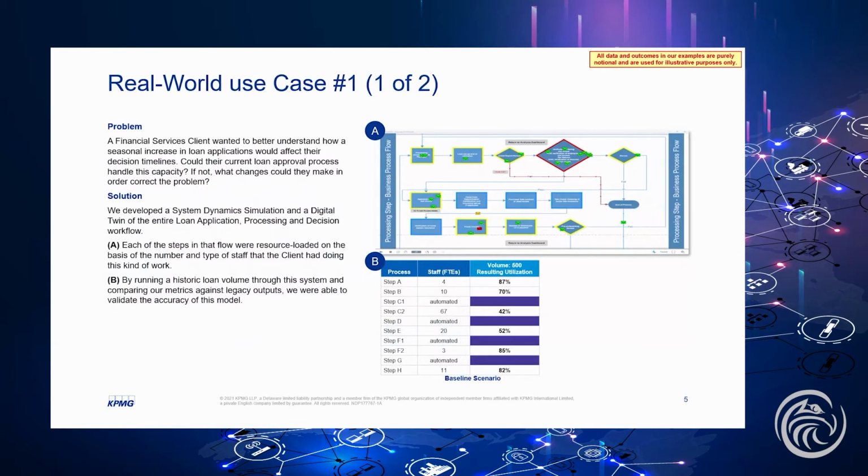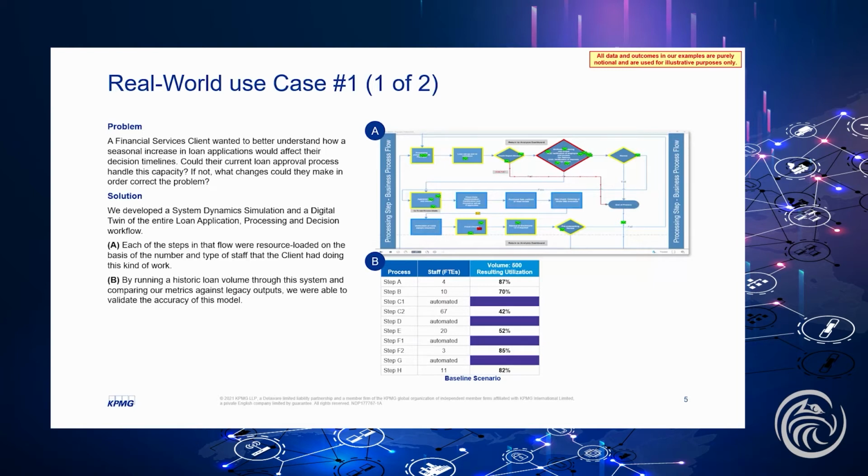In this use case, we'll talk through how a financial services institution created a digital twin of their loan approval process in order to anticipate and solve a problem in simulation. This particular client was concerned about their ability to make timely decisions on loan approvals, given the potential seasonal influx of new cases and a fixed number of staff. Looking at the diagram on the right, you can see how we digitize their process by breaking down the sequence of the work into discrete steps and then resource loading them inside the simulation based on the number and type of the staff that were working in each phase of the process.